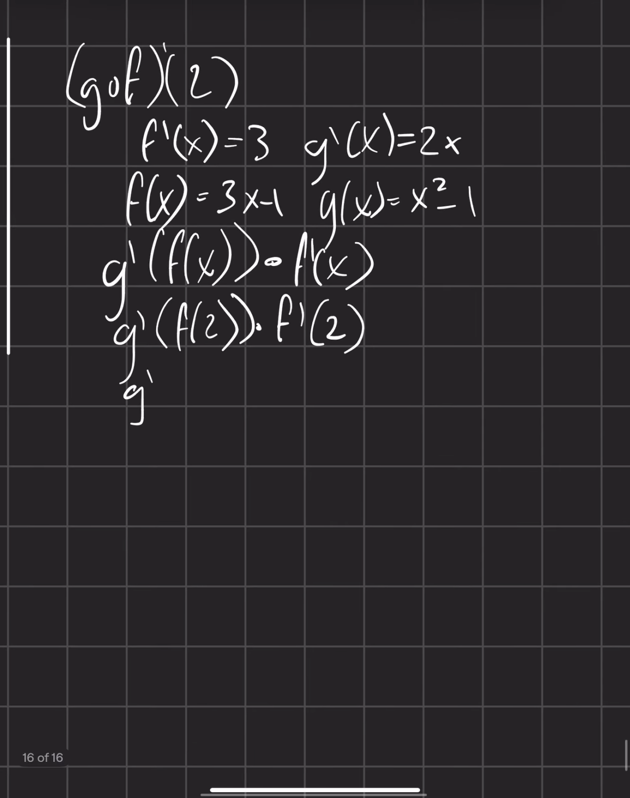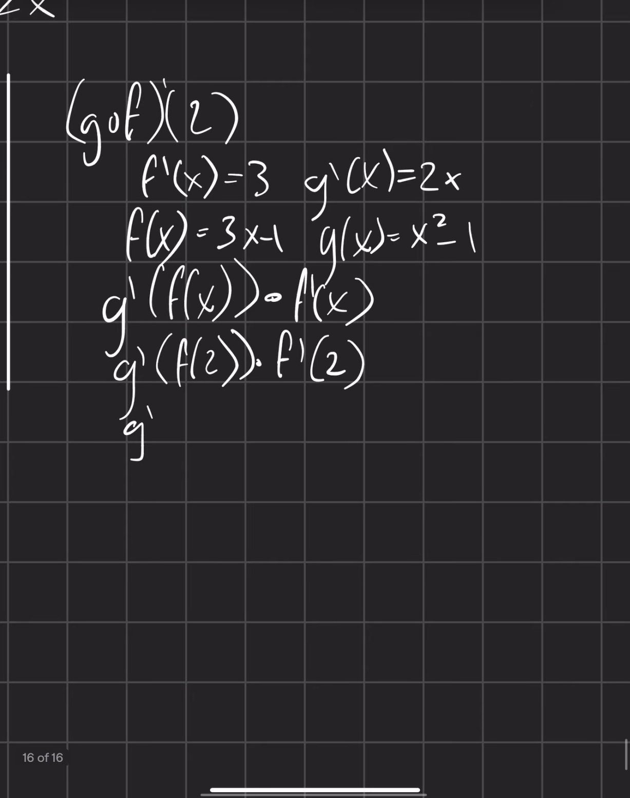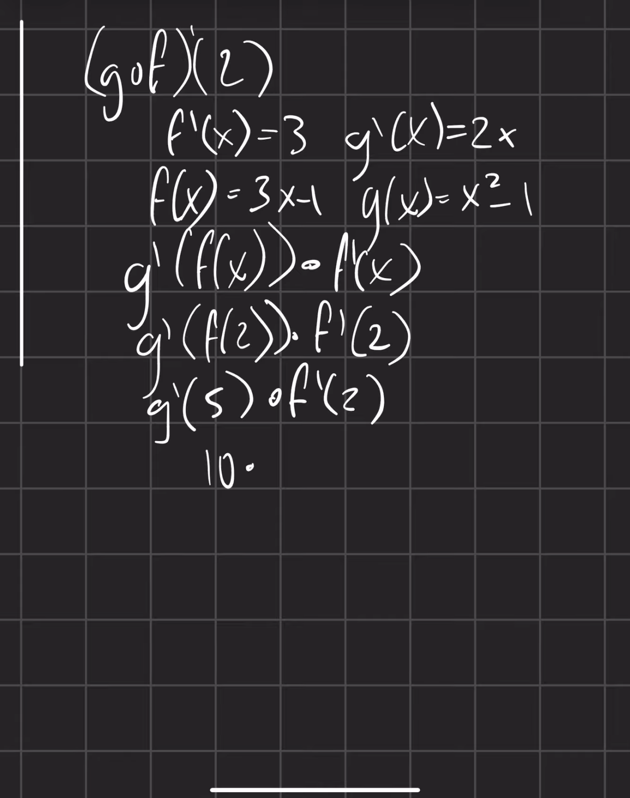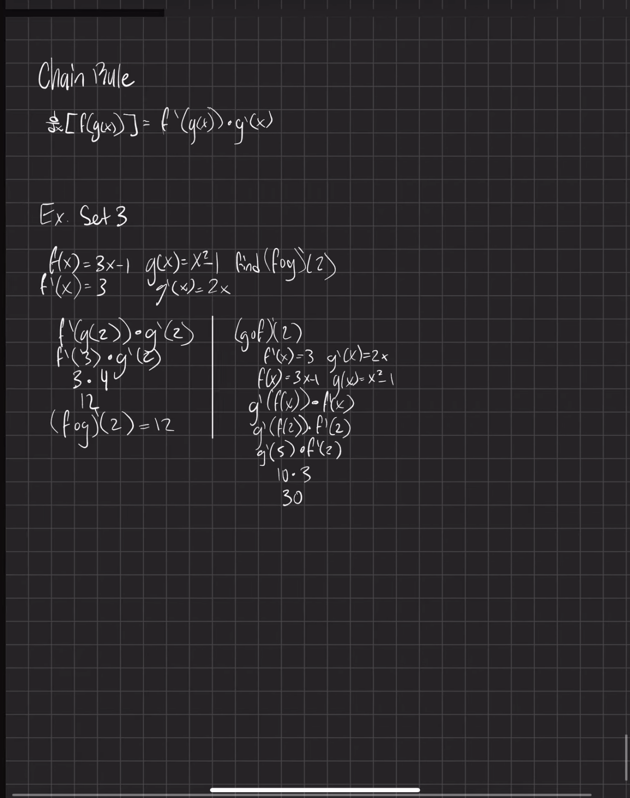So let's see here. If we plug in 2 into our f of x, what we're going to get here is 6 minus 1, so we're just going to get 5. So now we're looking for g prime of 5 multiplied by f prime of 2. Then we can get those, and respectively, it looks like we're going to get 10 and 3 here. Yep. And so we end up with 30.